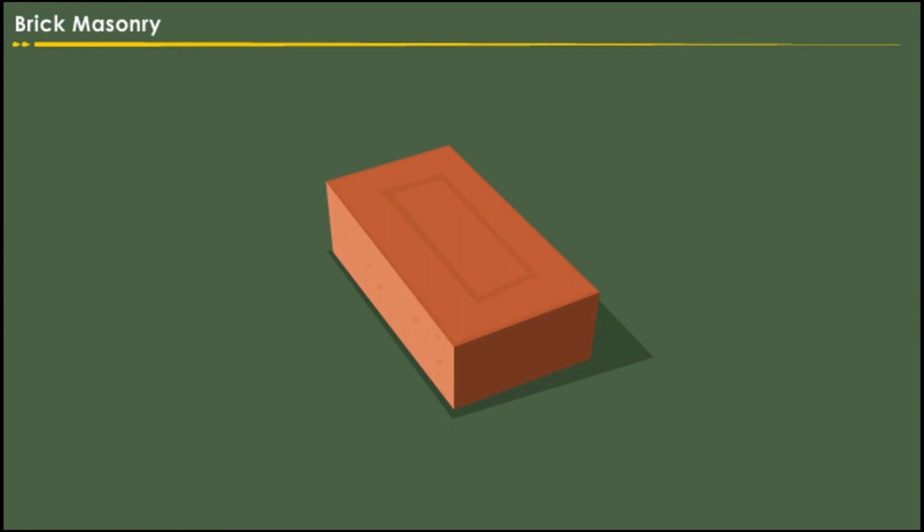The general size of the modular brick is 190 mm by 90 mm by 90 mm. Let us learn about the different dimensions of a brick. This is the stretcher face. This is the header face and this is the half queen closer.